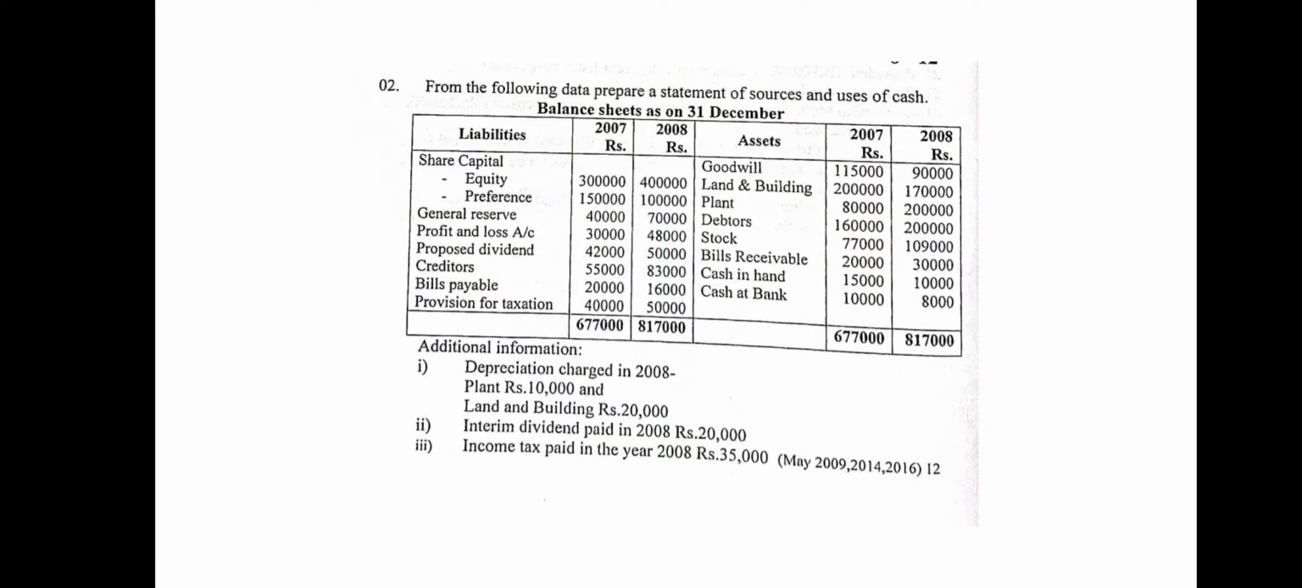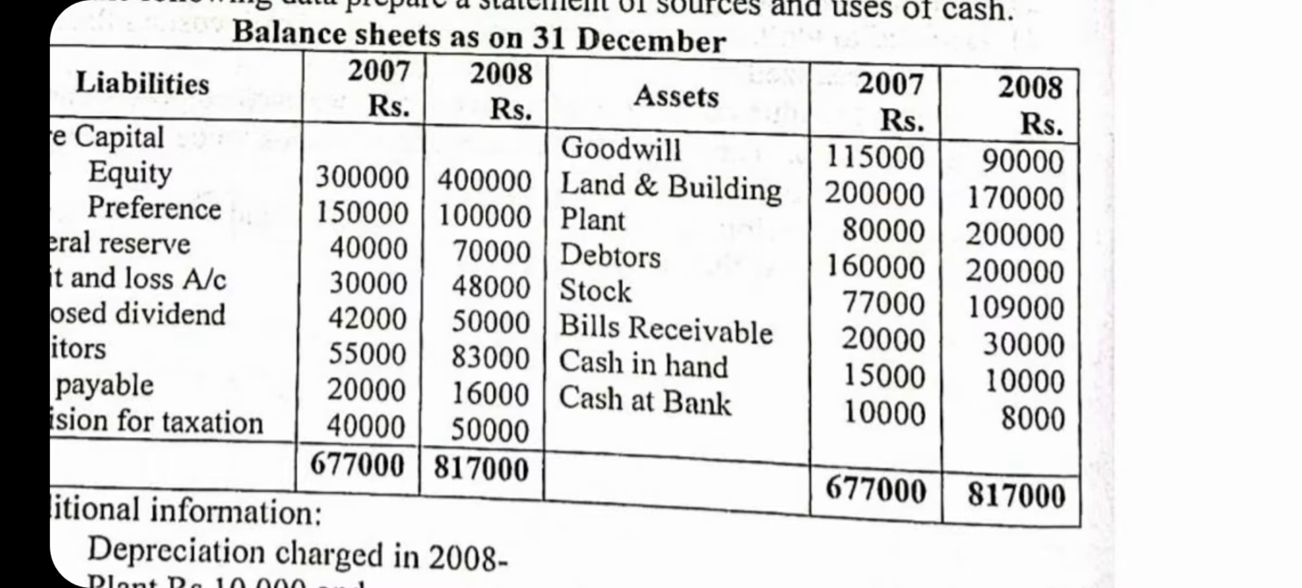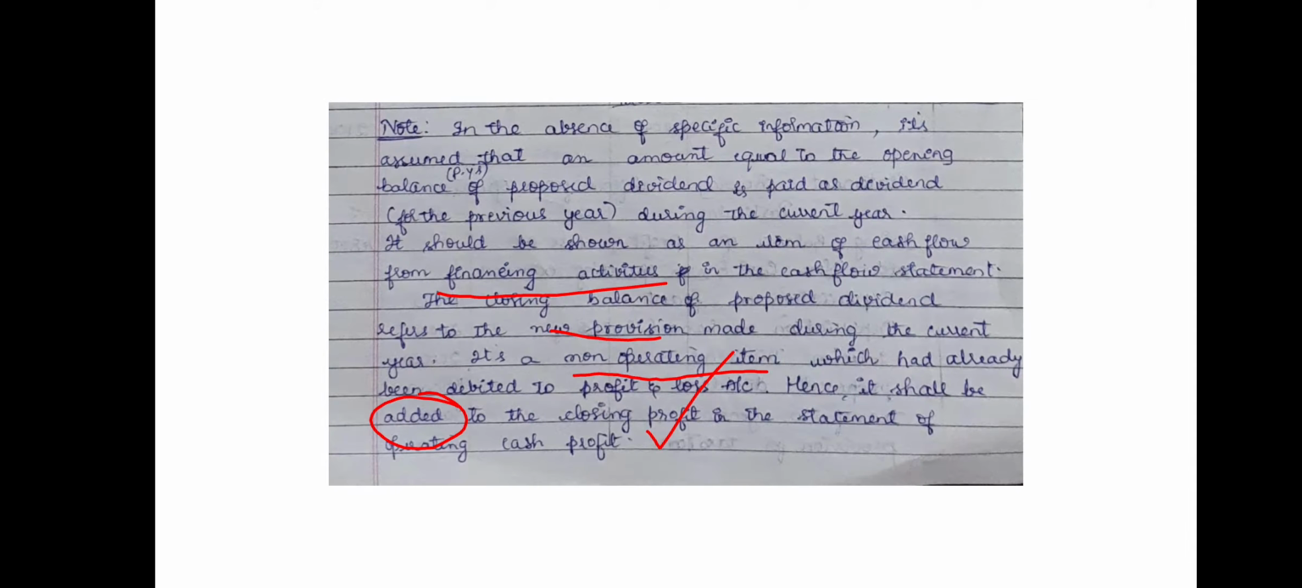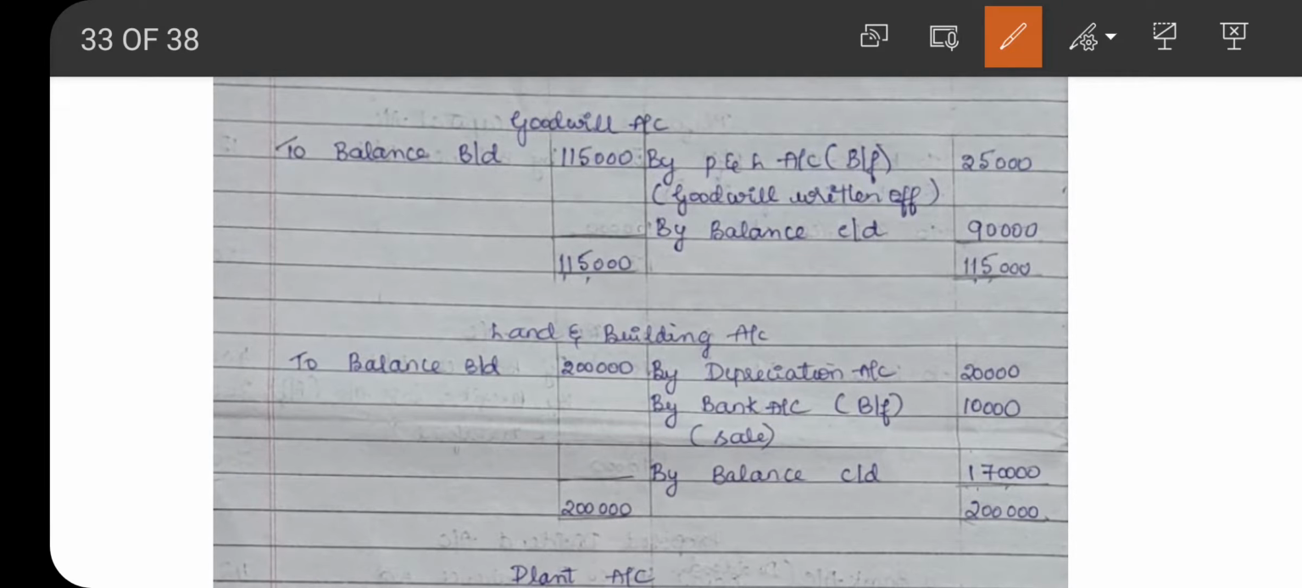In the assets we are having the first item, that is goodwill, followed by land and building account, plant account we need to prepare. So goodwill account, since goodwill is an asset, we are going to write the opening balance on the debit side. So to balance brought down 1,15,000, it is the opening balance, and they have given you the closing balance. So by balance carried down 90,000.